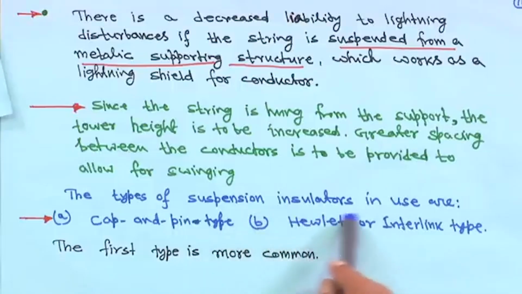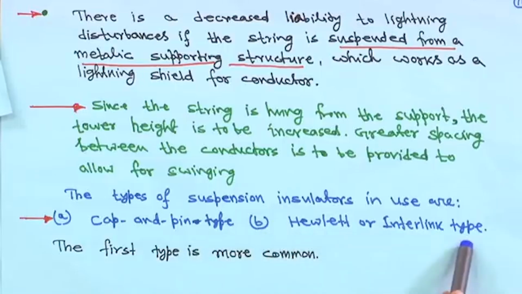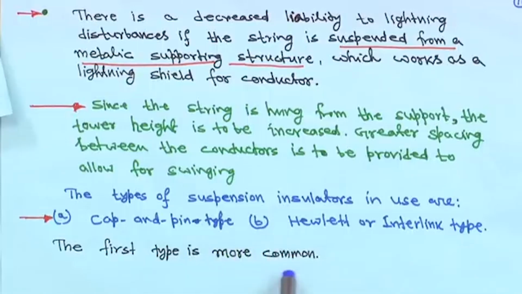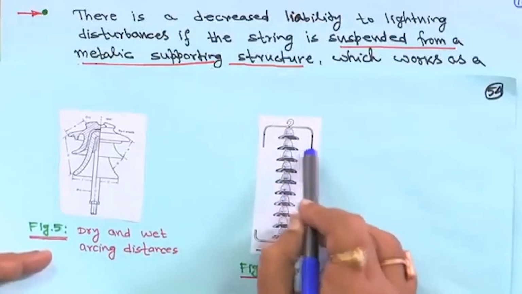The types of suspension insulators in use are the cap and pin type, and the second is the Hewlett or interlink type. These two types are there. The first type, the cap and pin type, is more common. This is actually your cap and pin type.